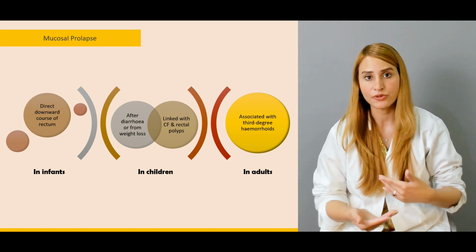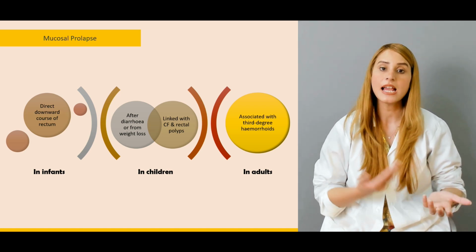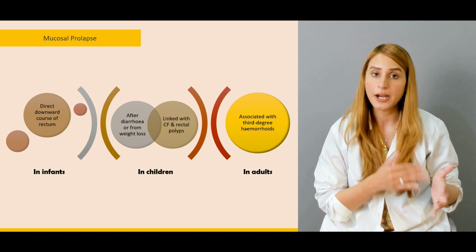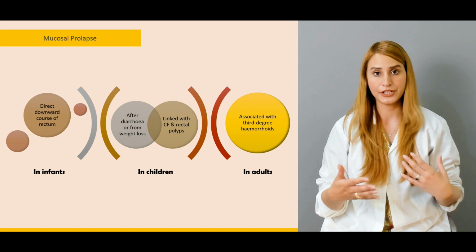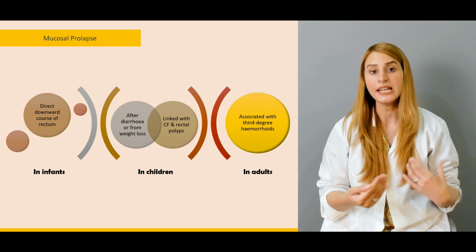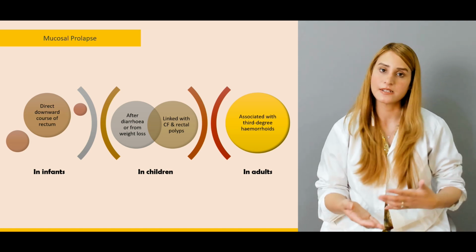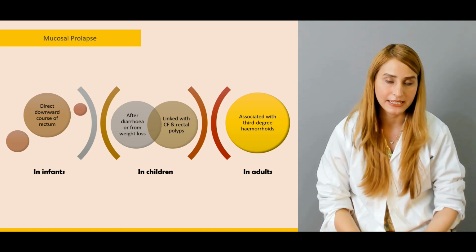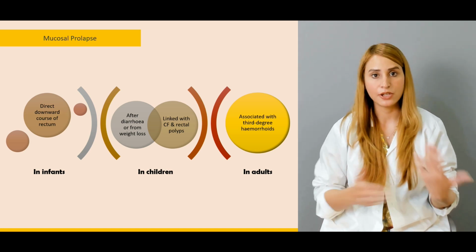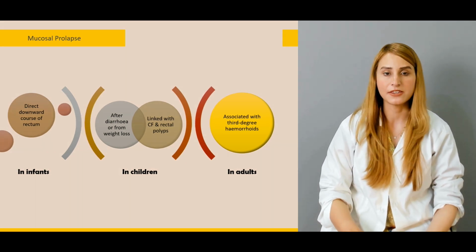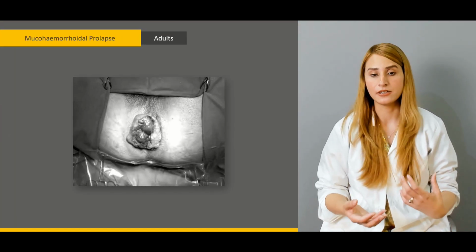In children, it is secondary to diarrhea or weight loss, and is also linked with cystic fibrosis and different kinds of rectal polyps, because I told you previously that rectal polyposis or a solitary rectal polyp is very common in children. And in the case of adults, this mucosal prolapse is associated with third-degree hemorrhoids. It can be a mucohemorrhoidal prolapse.